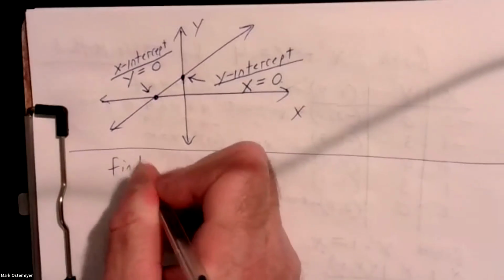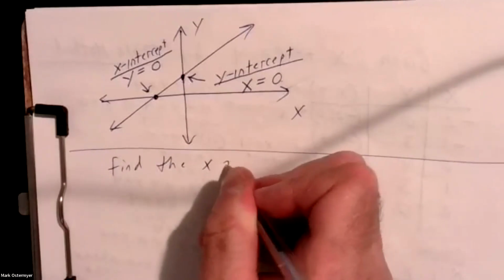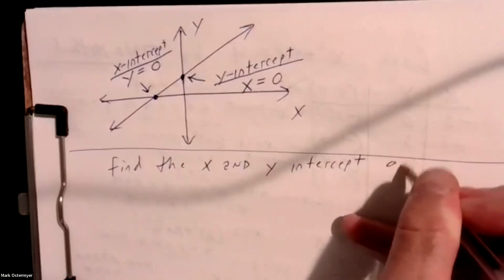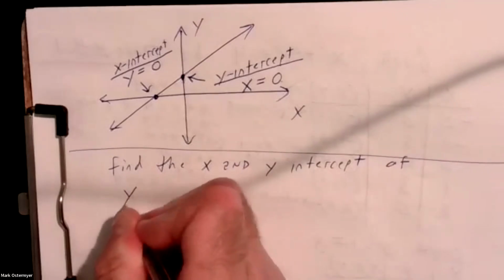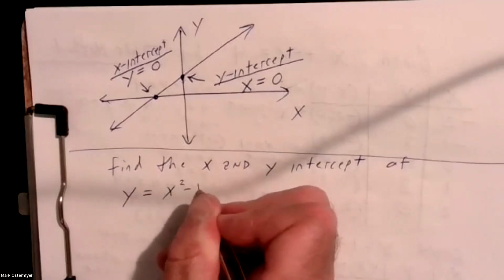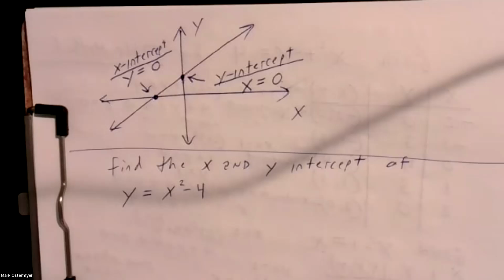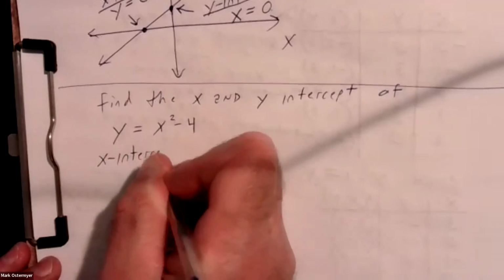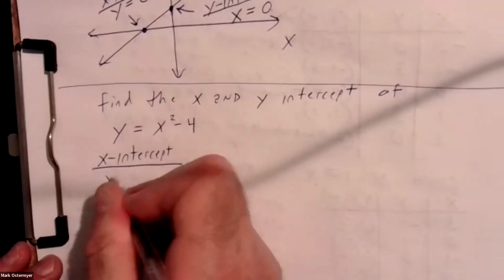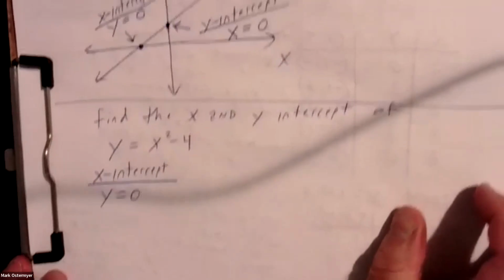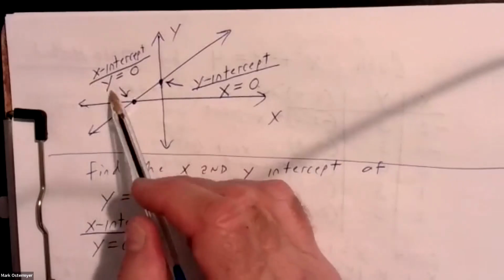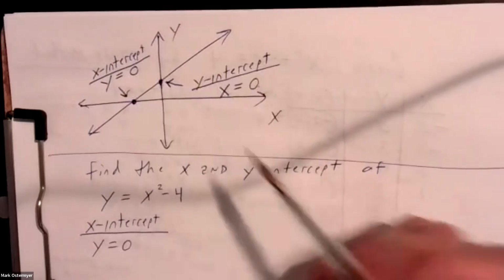All right, let's put this into practice. Suppose I want to find the x and y intercept of the equation y = x² - 4. So how would I find the x and y intercept for this equation? Well, let's find the x-intercept first. To find the x-intercept, what do I set equal to 0? Y. Easy way to remember this is just remember, to find an intercept, you always set the other variable equal to 0. So to find the x-intercept, we set y equal to 0. To find the y-intercept, we set x equal to 0.